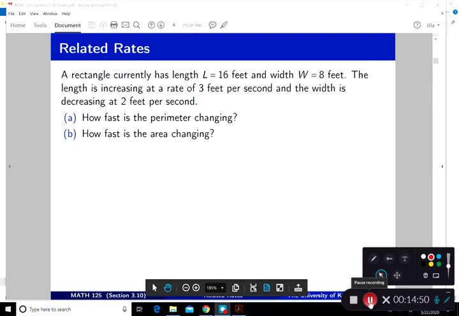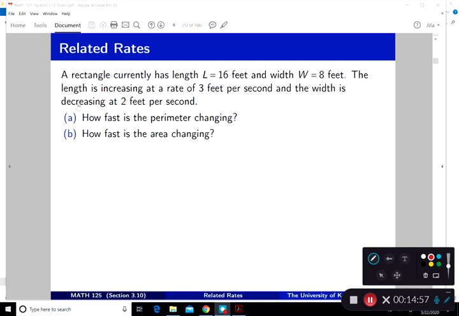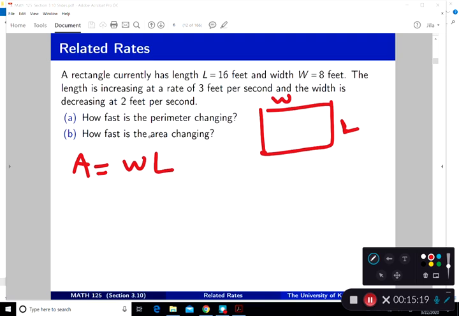Now let's try to find out how fast the area is changing. To find that out, let's set up the area function. I want to relate area to length and width. Again, this is the picture. Let's say this is length, this is width. It doesn't matter which one's bigger at this point. And then I say A is equal to W times L, right? One side times the other.